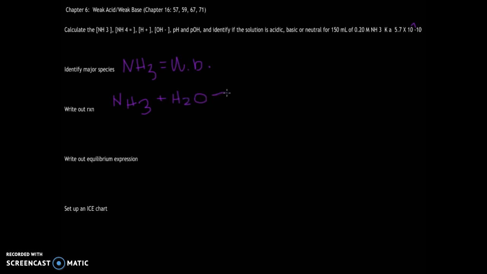Now, very important, this is equilibrium. Why? Because it's weak. Weak substances go to equilibrium. They do not go to completion. So the Bronsted-Lowry definition of a weak base is, weak bases are hydrogen ion acceptors. So the ammonia will turn into NH4+. This guy took in a hydrogen.